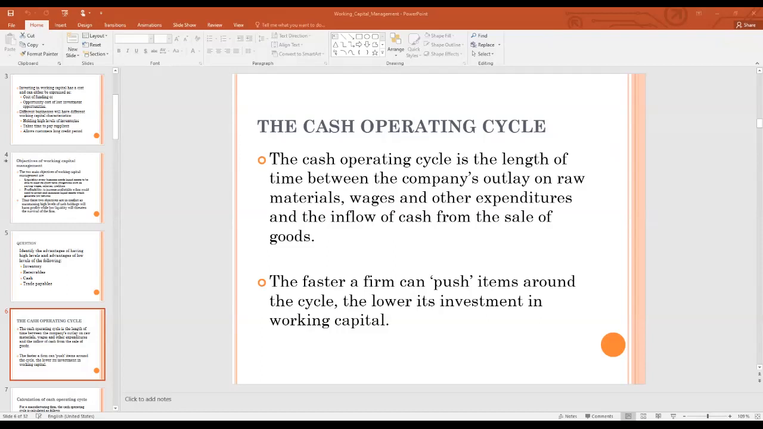So in case this cycle is increasing, in case it was 10 days last year and this year it's 30 days, so the cycle is increasing, it was 10, this year is 30. Now, what does it indicate regarding the company's working capital management efficiency? Is the firm becoming more efficient or becoming inefficient?